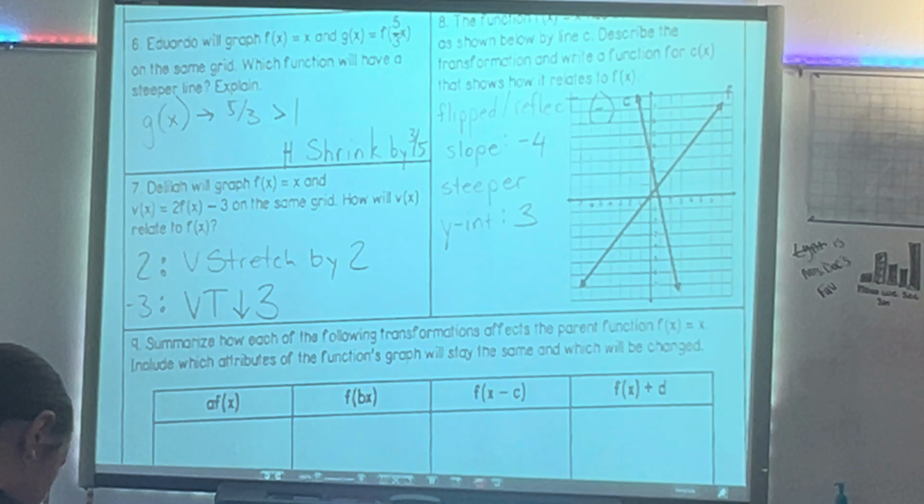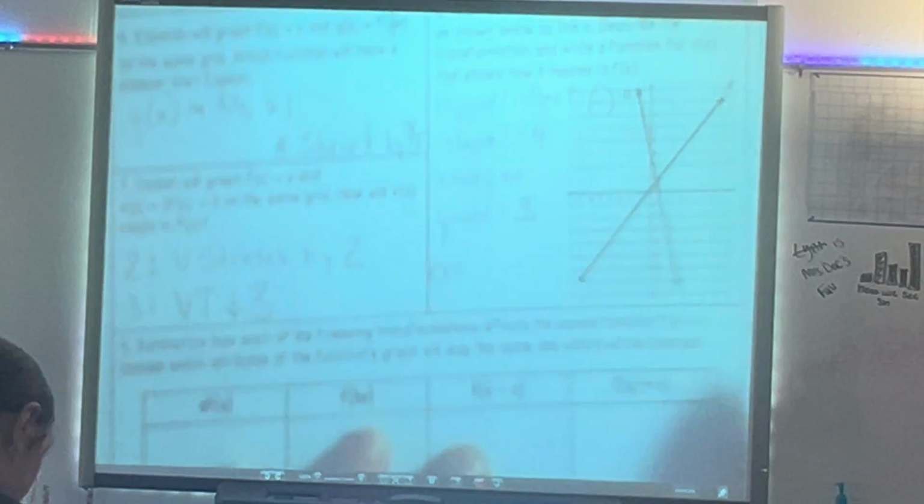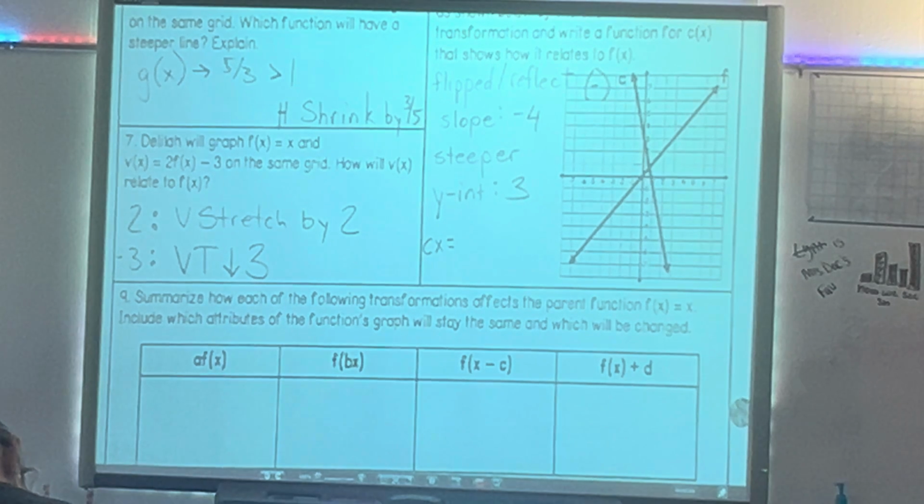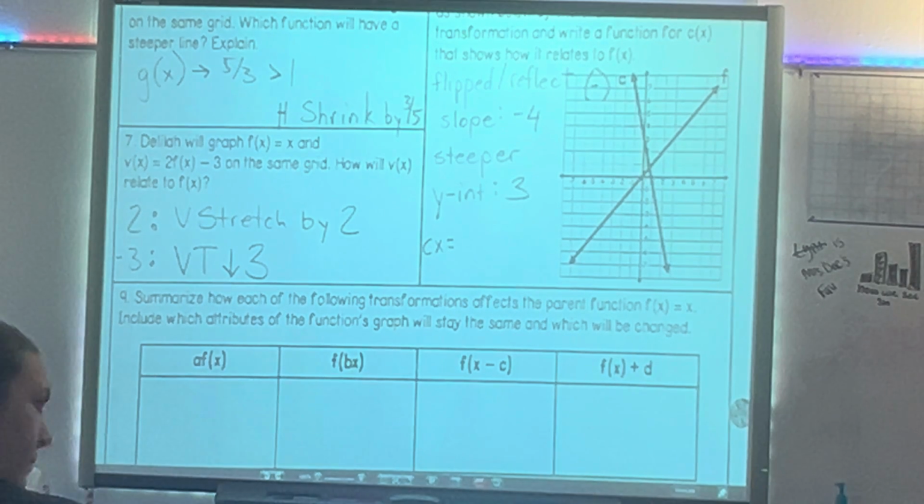Okay. So let's think of how we can write that. So c of x is, and I've got to relate it to f of x. So how can we write that? There's more than one way, but here's my deal, verticals are way easier to write than horizontals, so if you have a choice, I would write a vertical. So, how do I capture this slope of -4 and a y-intercept change of 3?